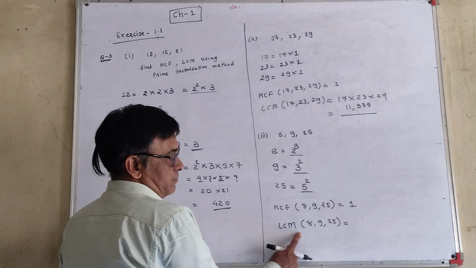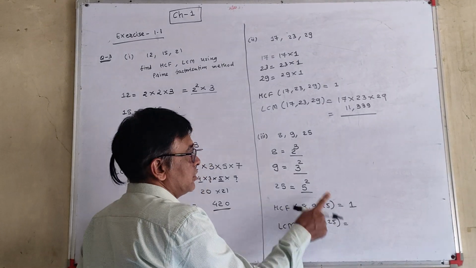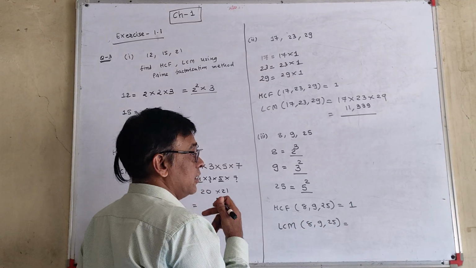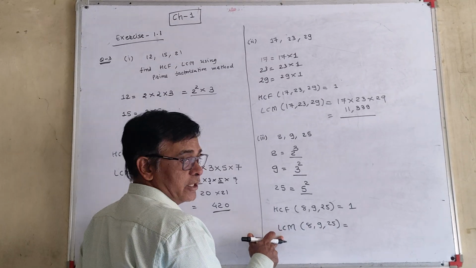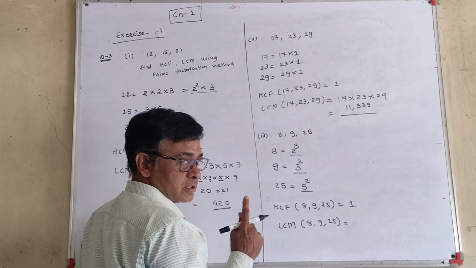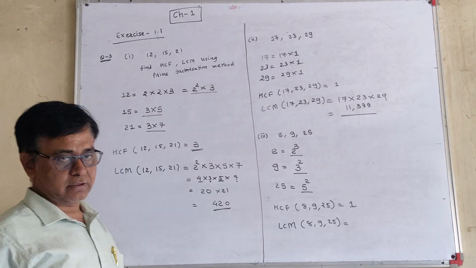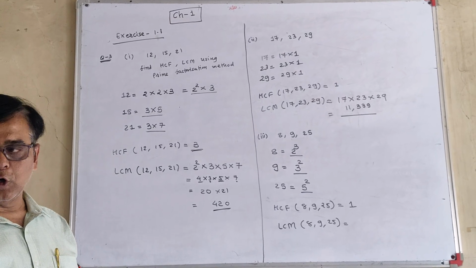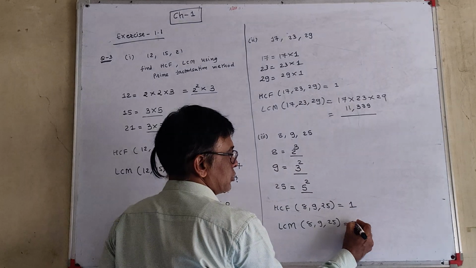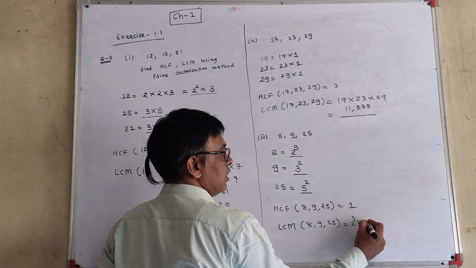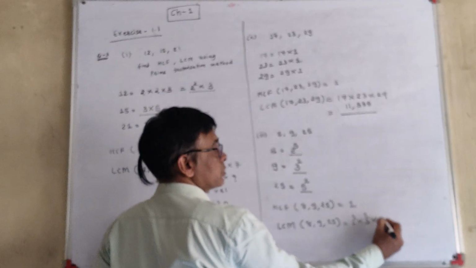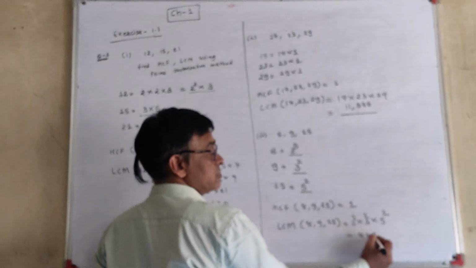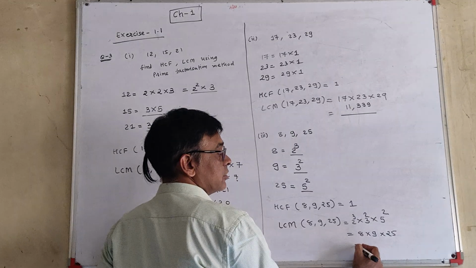And the LCM of these three numbers, here nothing is common. That means everything will be included in the LCM. What is the rule to find the LCM? In LCM, take the highest power of each factor. So 2 raised to 3, 3 square, 5 square. So 2 cube is 8, 3 square is 9, 5 square is 25.